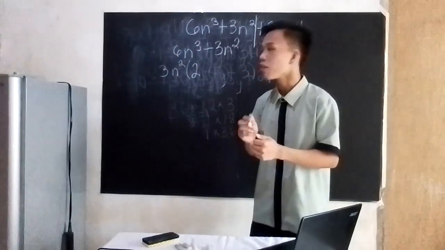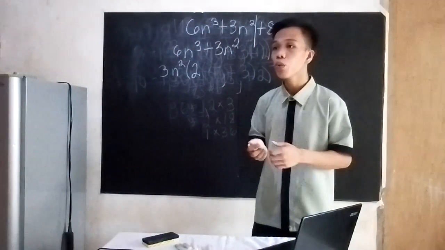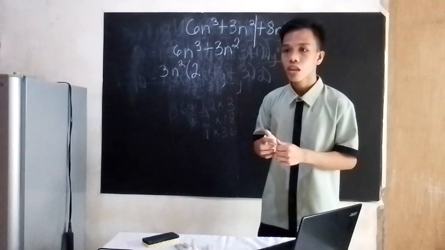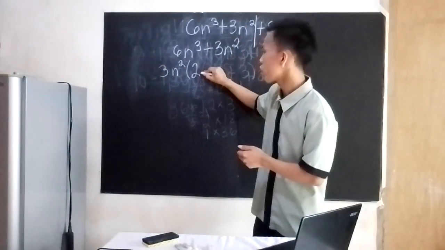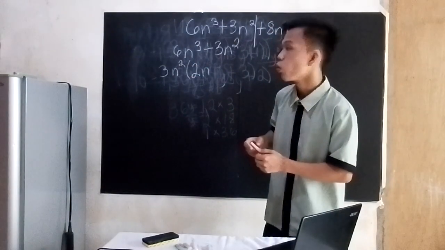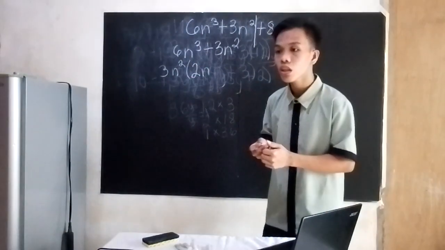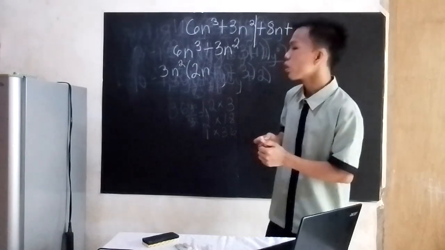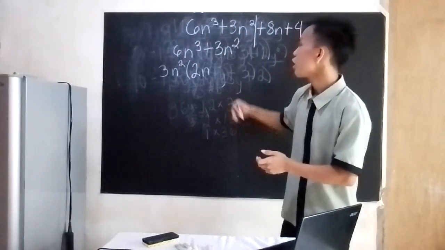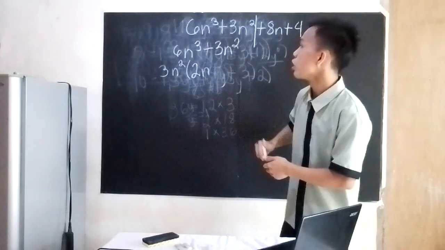That's right. Then next, what is n cubed over n squared? Since they have the same variable, what are we going to do with the exponent? That's right, we are going to subtract the exponent. So what is 3 minus 2? 1. So are we going to put 1? No, because it is understood that the exponent is 1.